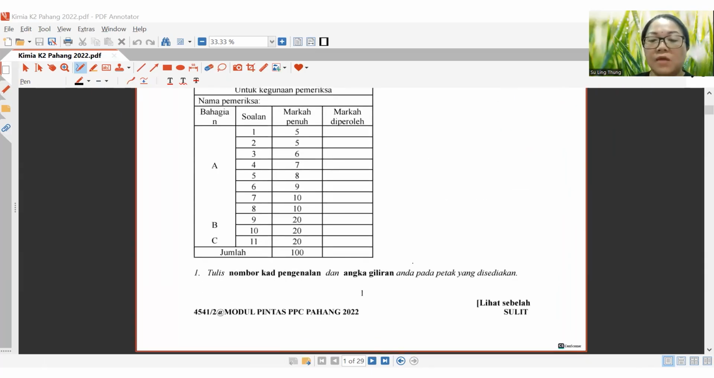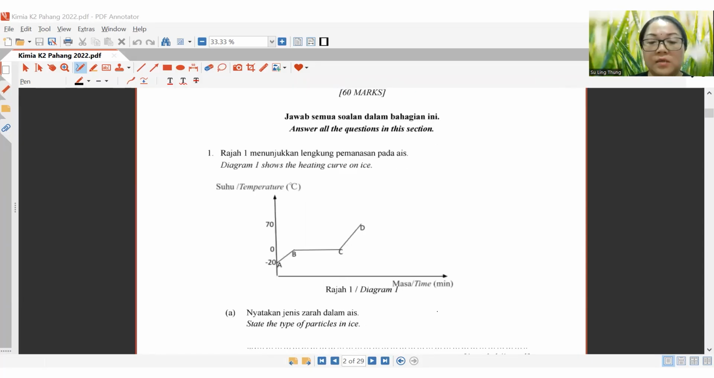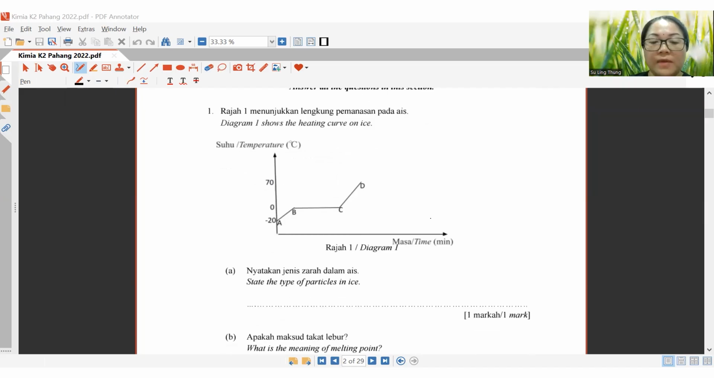Let's look at the first question from Section A. Diagram 1 shows the heating curve of ice. So basically this is the heating curve of the ice itself. A, state the type of particles in ice. So what are the type of particles?